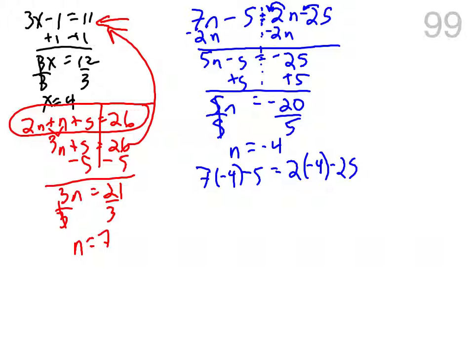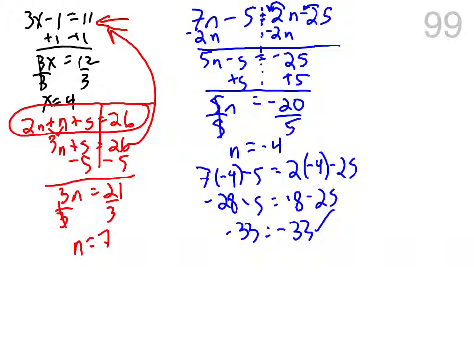What's 7 times -4? -28. Minus 5 equals, what's 2 times -4? -8. Minus 25. If I have 28 negatives and 5 more negatives, I have 33 negatives. And if I have 8 negatives and 25 more negatives, I have 33 negatives. So it does check.